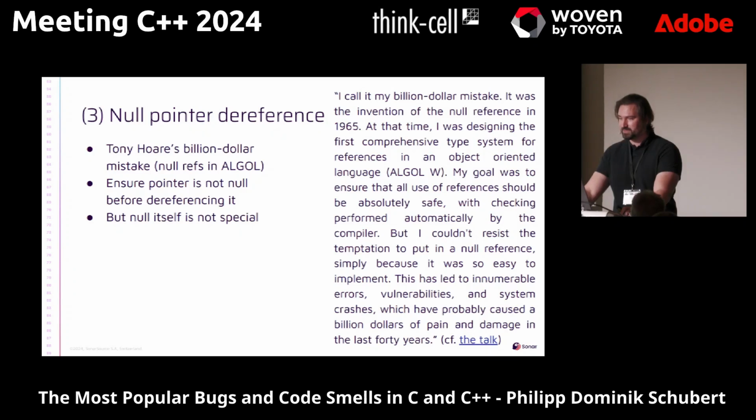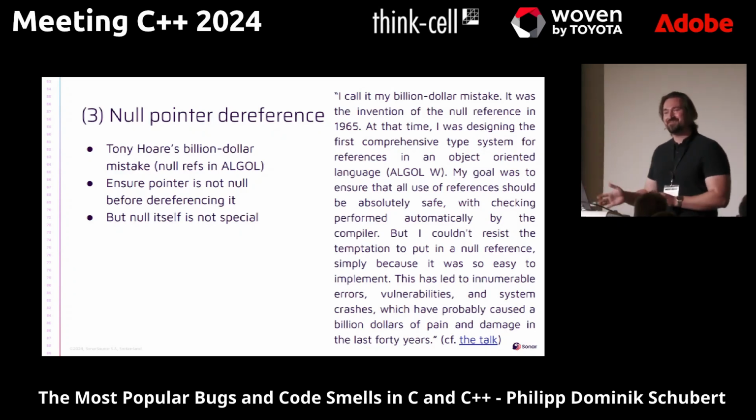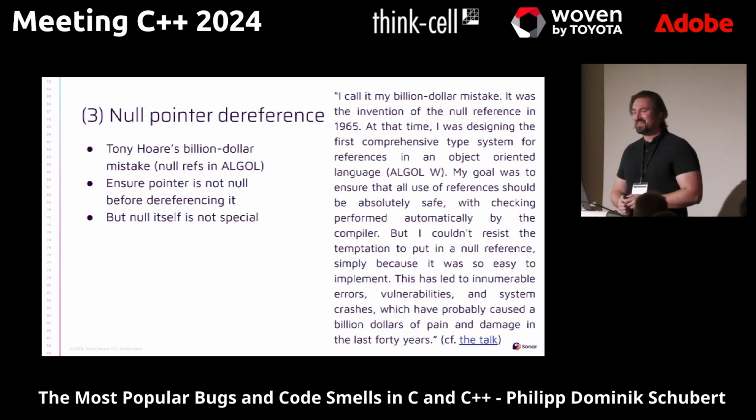At the time, I was designing the first comprehensive type system for references in an object-oriented language, Algol W. My goal was to ensure that all use of references should be absolutely safe, with checking performed automatically by the compiler. But I couldn't resist the temptation to put in a null reference, simply because it was so easy to implement. This led to innumerable errors, vulnerabilities, and system crashes, which have probably caused $1 billion of pain and damage in the last 40 years. So, well, the intention at least was good, right? But it was still messed up, kind of.